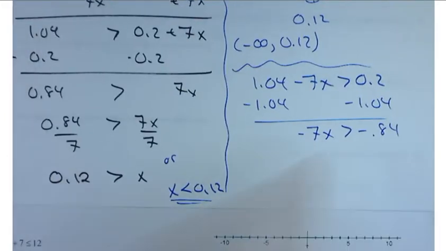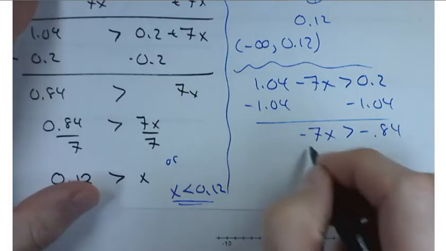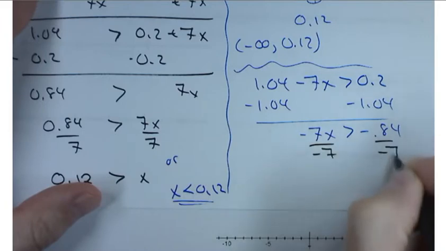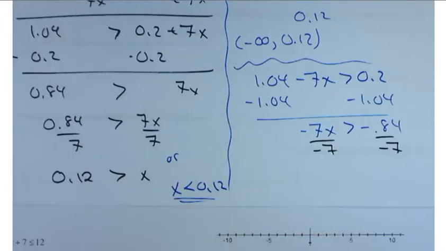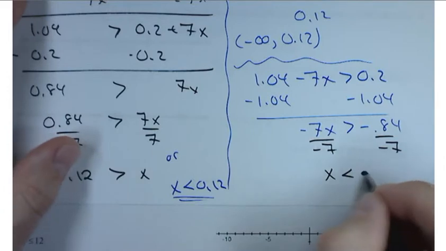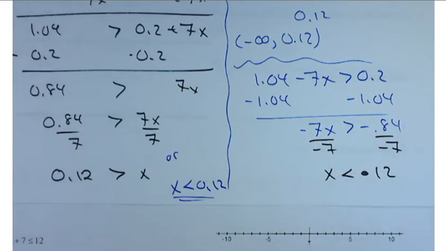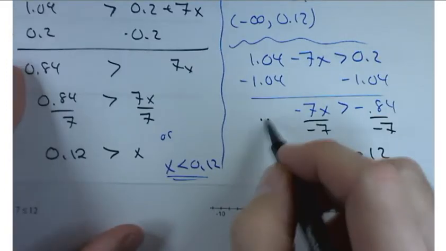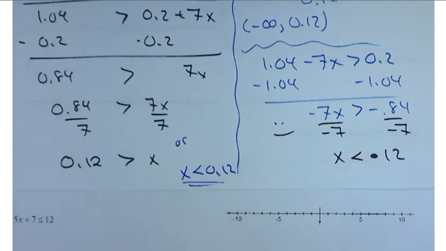How would you solve here? Yeah, divide by negative 7. And when you do that, what special thing has to happen? Yeah, you got to flip the inequality. All right. X is less than, actually positive 0.12. So, yeah, well done on you. I mean, we got the same thing. And you didn't even have to deal with that negative flipping the inequality. So, good job. Good job.